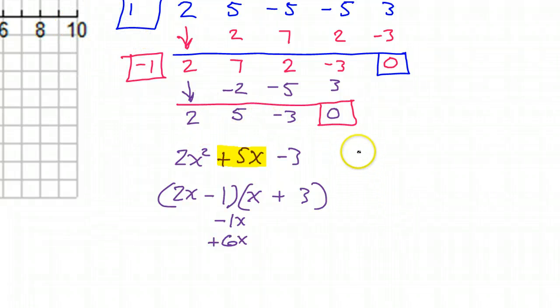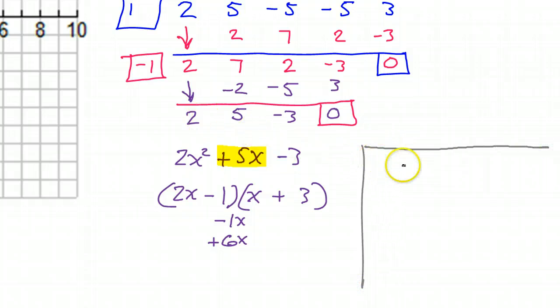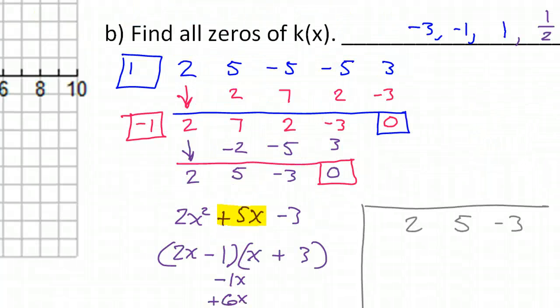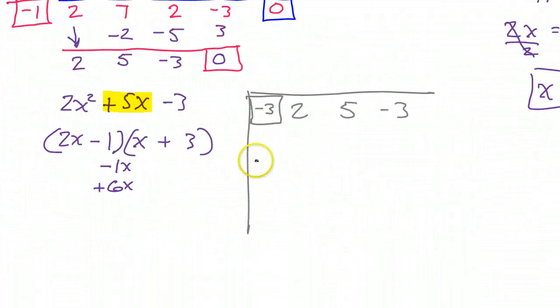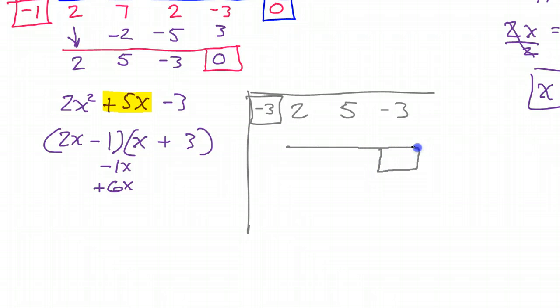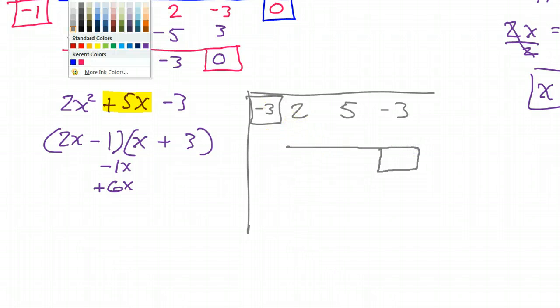Back at this step, where we had the 2 and the 5 and the negative 3, we had used 2 of our zeros that we saw from the graph. We had used the 1 and the negative 1, but we hadn't used the negative 3 yet. So I just want to be clear when I say that we could have used it to keep going. This is what that would have looked like. If I used the negative 3, I could have gone one more level like this.